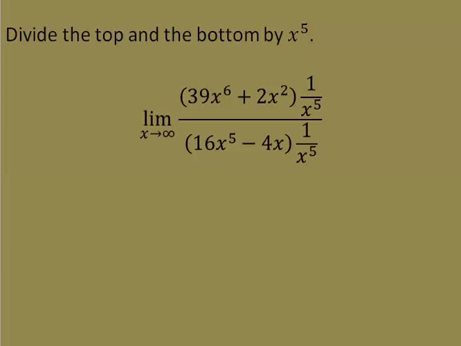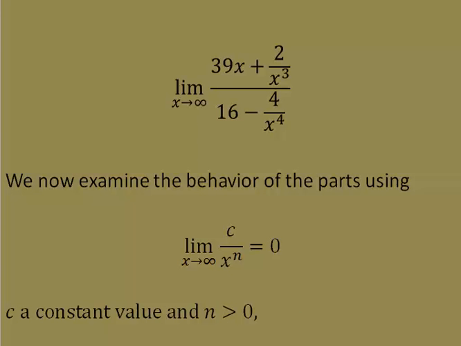We're going to distribute the 1 over x to the 5 into the parentheses for both the top and the bottom. And when we do that, this is what we get. We now examine the behavior of the parts using the theorem that c over x to the n goes to 0 as x gets very, very large in a positive way. Now c is just a constant value and n is a positive integer.